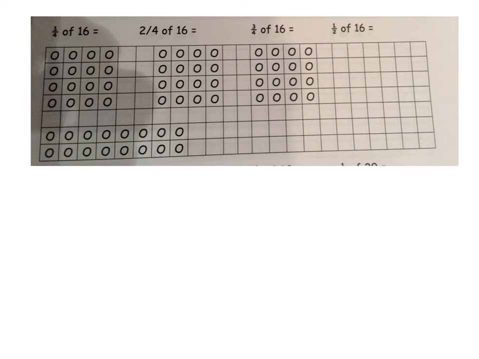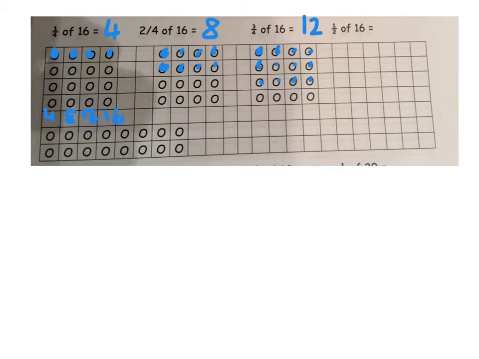Okay, and again, you just repeat the same process with 16, so 1 out of every 4 for 16, because you've got 4, 8, 12, 16, so that equals 4. A half, or 2/4, of 16 is 2 out of every 4. You can see that's 8. 3/4 of 16 is 3 out of every 4 for each column, which makes 12.